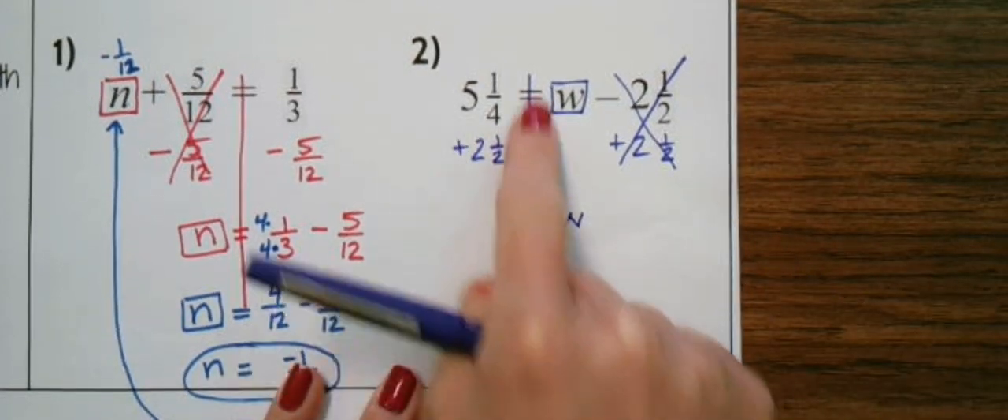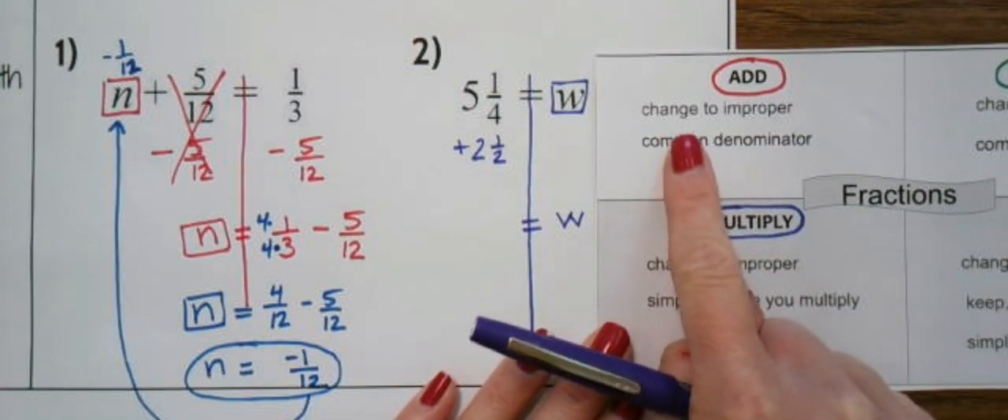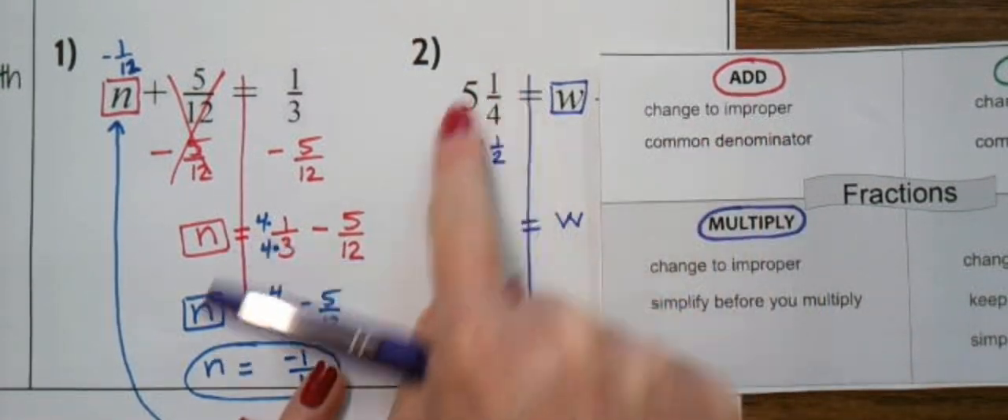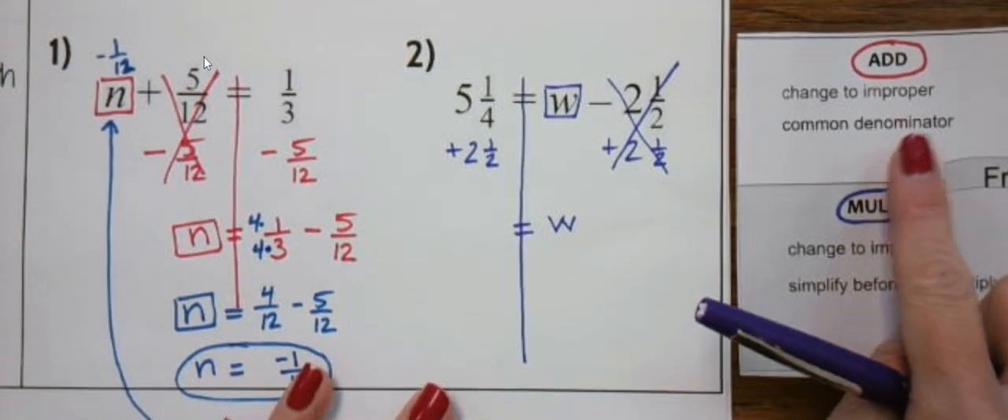Now over here on this side, I want to add these two fractions. In order to add fractions, I need to be sure I have improper fractions, which means I'll need to change both of these, and then I need common denominators. Okay, so keep that in mind as we're doing this.